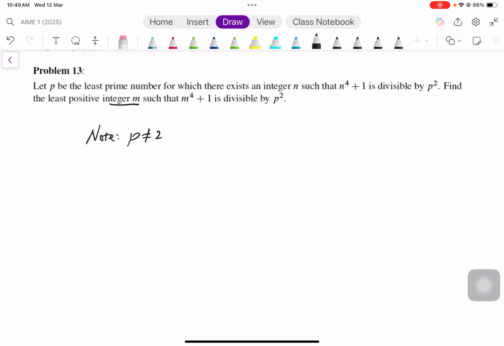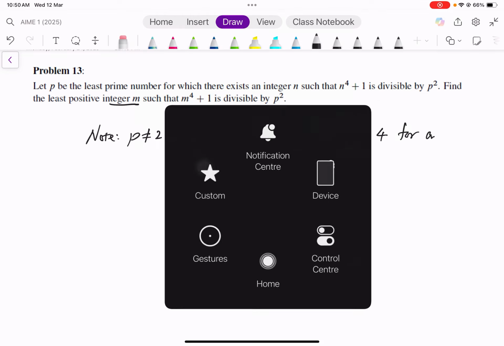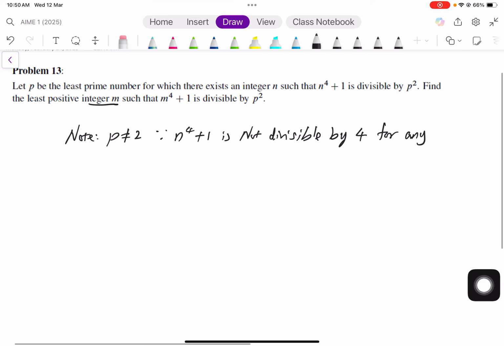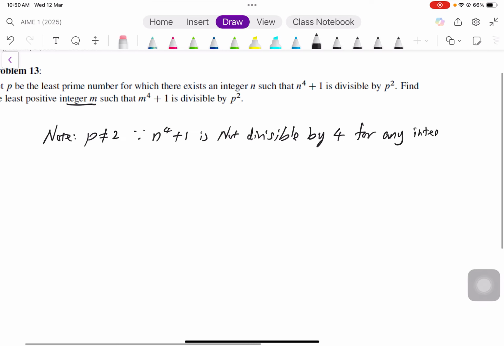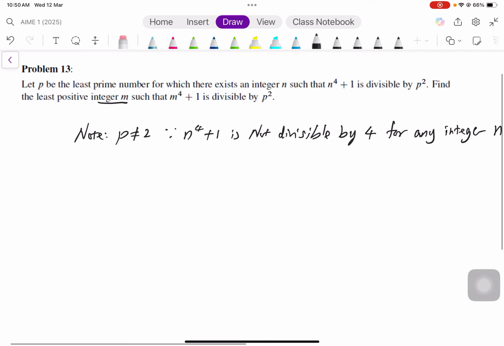In this case, we can take note that p cannot be 2. Why? Because n to the power of 4 plus 1 is not divisible by 4. If p is 2, then p squared is equal to 4, for any positive integer n.